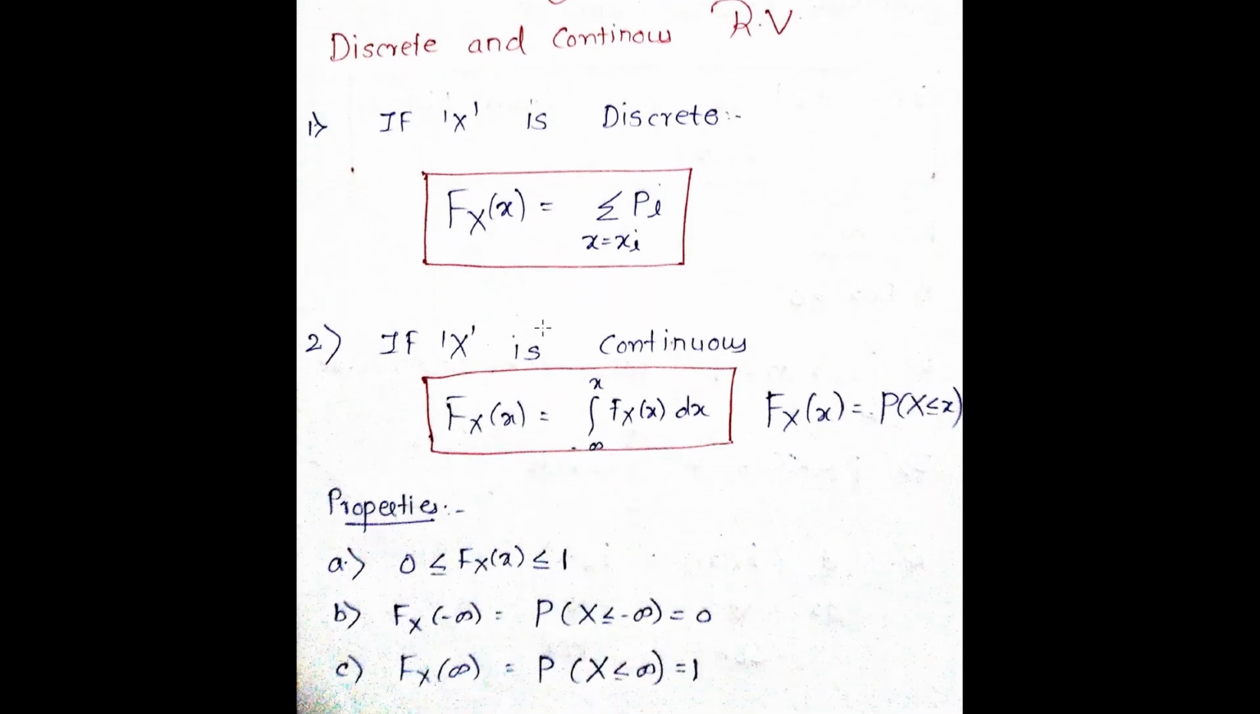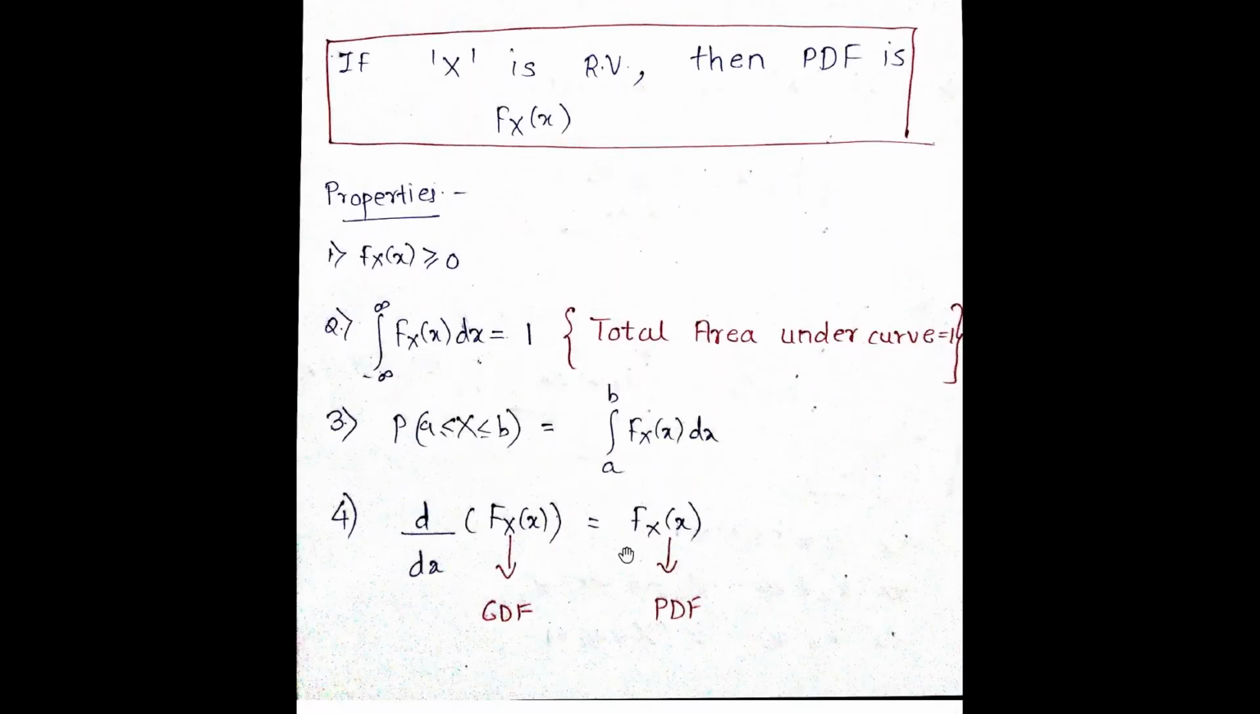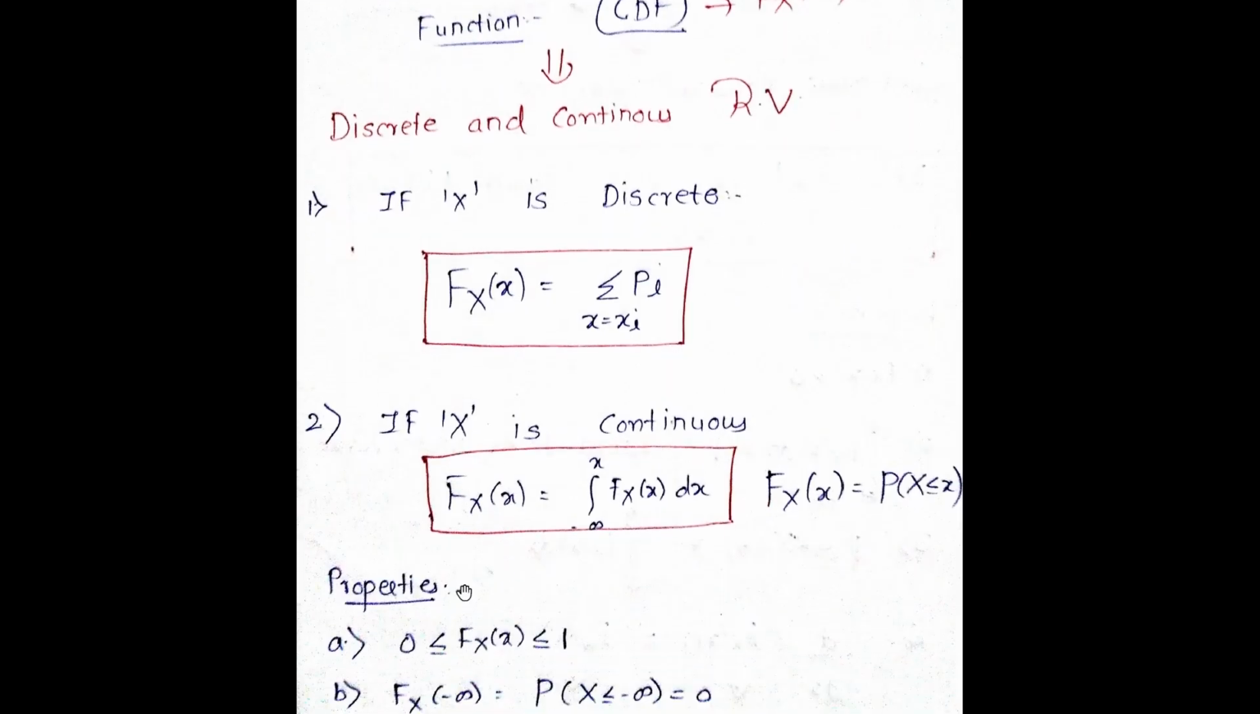So if x is discrete, your Fx of x is given as the summation over xi less than or equal to x of p of xi. Similarly, if x is continuous, the Fx of x, that is the cumulative distribution function, is equal to the integral from minus infinity to x, the value of x till where we have to find out the cumulative distribution function, of fx of x dx. So my PDF is the derivative of CDF, whereas the CDF is the integration of my PDF. That correlation you have to understand.